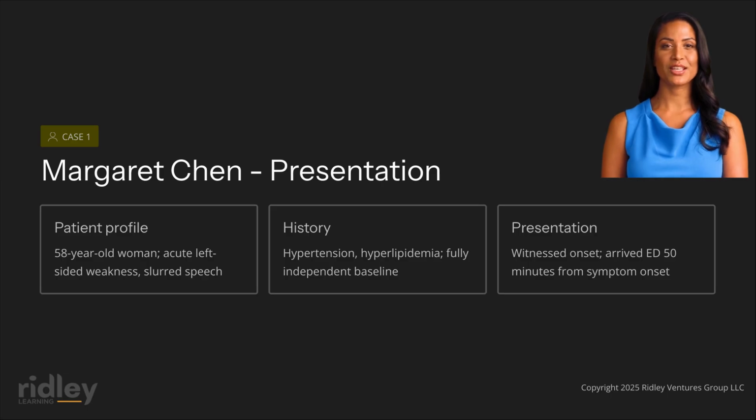Mrs. Chen's medical history includes hypertension diagnosed 8 years ago, currently managed with lisinopril 20 mg daily, and hyperlipidemia treated with atorvastatin 40 mg daily. She has no history of diabetes, atrial fibrillation, or prior cerebrovascular events. She is a never smoker with occasional social alcohol consumption. Her family history is significant for her father experiencing a stroke at age 72.